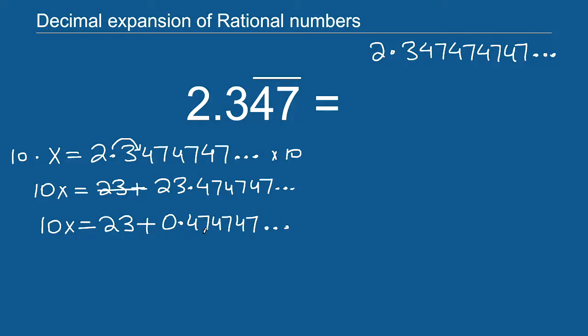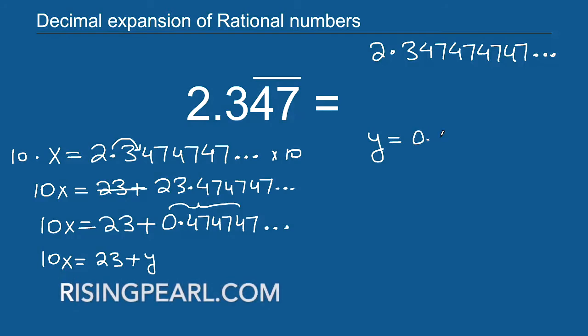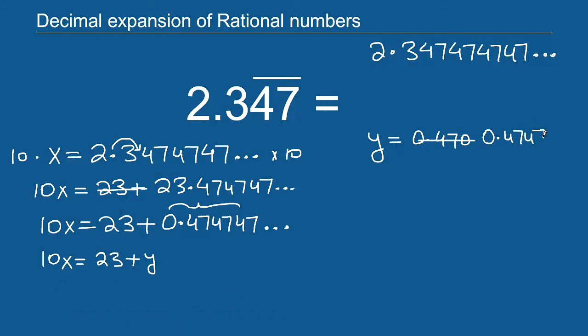So now we have to figure out what is the value of this. So let's write it over here. Let's say this part is equal to y. In other words, our final number looks like 10x equals 23 plus y, where y is equal to this number 0.47. Oh, all right, we should write it as 0.474747, and so on and so forth.